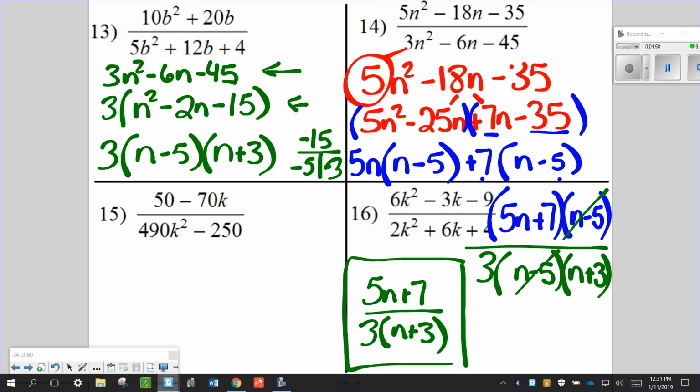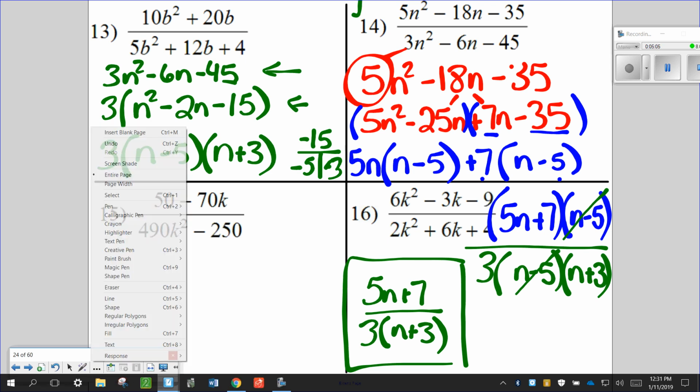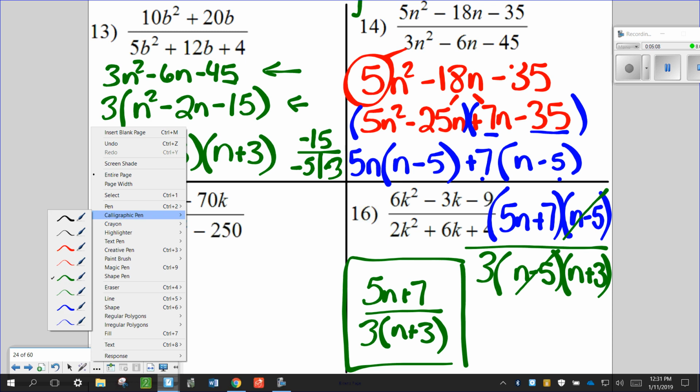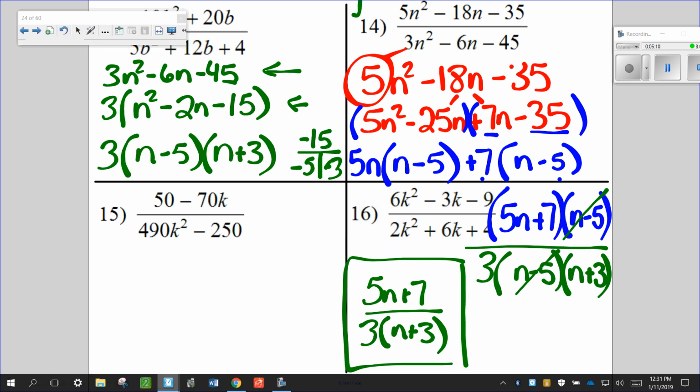All right, so that's number 14. Let's go ahead and do number 15. And I'll see if I can take up less space. All right, number 15. There's a greatest common factor in the numerator of 10. So we'll factor out a 10. And that leaves us with 5 minus 7k. In the denominator, we also have a greatest common factor of 10. So I'll factor that out, and it'll leave us with 49k squared minus 25.